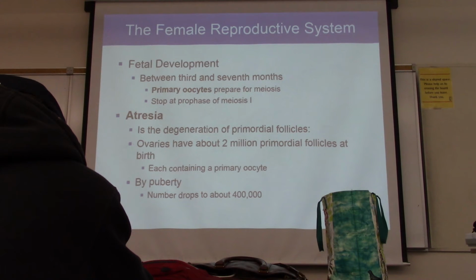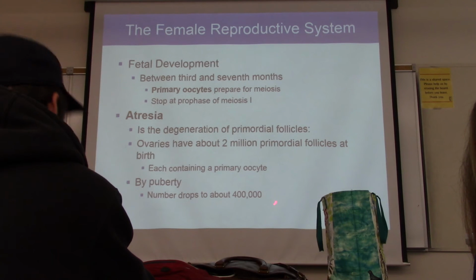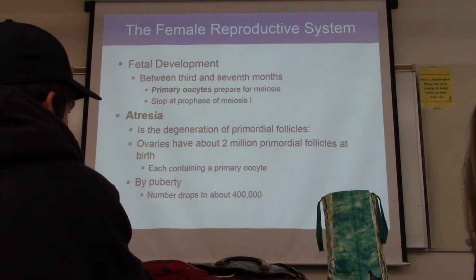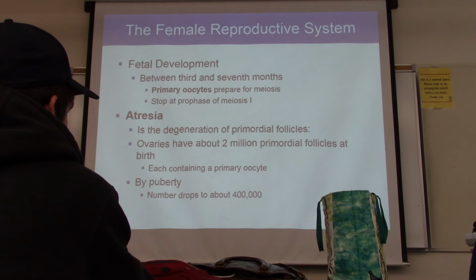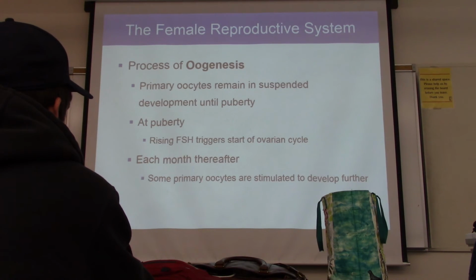In other words, you start out with 2 million, we're really only going to use about 400 of them in the end, and the body starts getting rid of them. By puberty, the number is down to about 400,000, but even out of that 400,000, we're only going to use about 400 of them. So just keep that in mind.